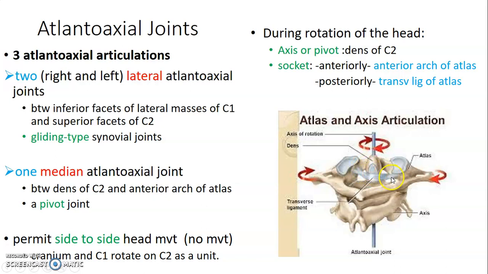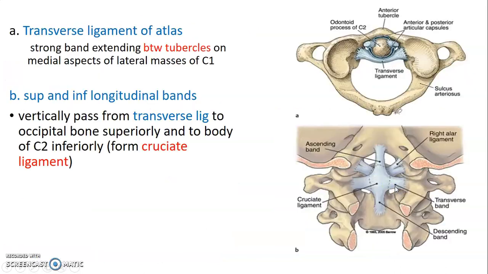of atlas. So this atlanto-axial joint allows the no movement, side-to-side movement. So the cranium and C1 are able to rotate on C2. So C2 is the pivot. So the cranium, skull, and C1 will rotate over the dens. So during rotation, the pivot of the dens is the axis, and the socket is formed anteriorly by anterior arc of atlas and posteriorly by the transverse ligament of atlas running between the right and left lateral masses of the atlas. So this is the transverse ligament of atlas.